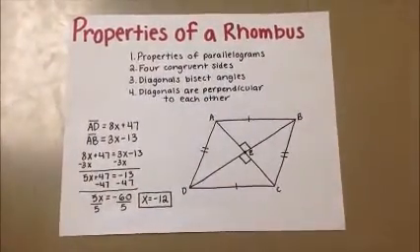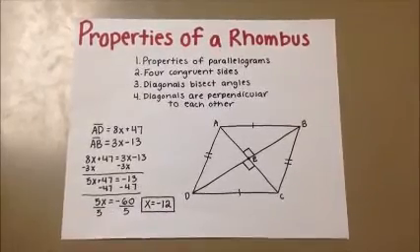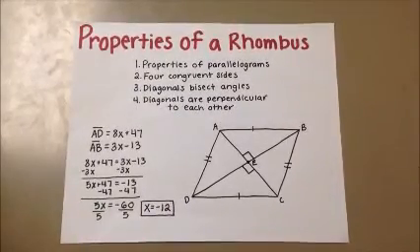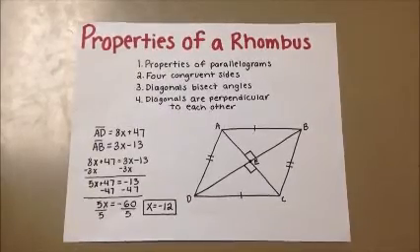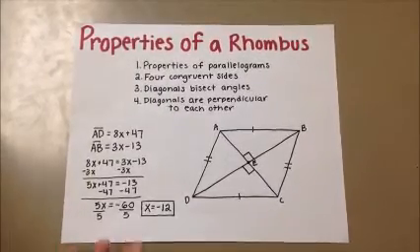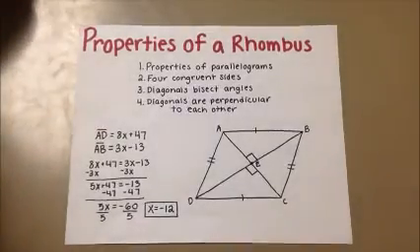Properties of a rhombus. Properties of parallelograms are included: four congruent sides, diagonals bisect angles, and diagonals are perpendicular to each other. As you can see from this problem, it proves that all the sides are equal to each other.